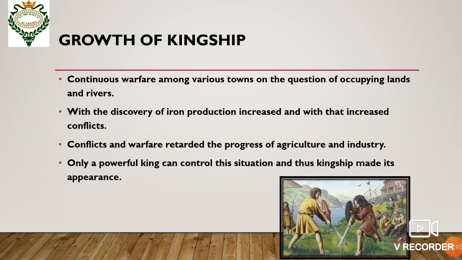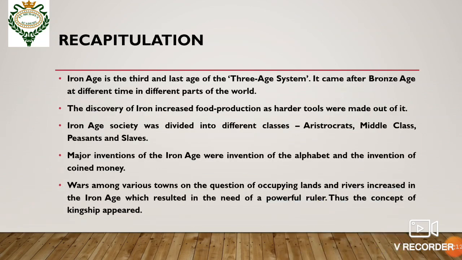So this chapter ends here. Now let us do a quick recapitulation of what we learned in this chapter. In this chapter we learned that Iron Age is the third and last age of the 3-age system. It came after Bronze Age at different time in different parts of the world.